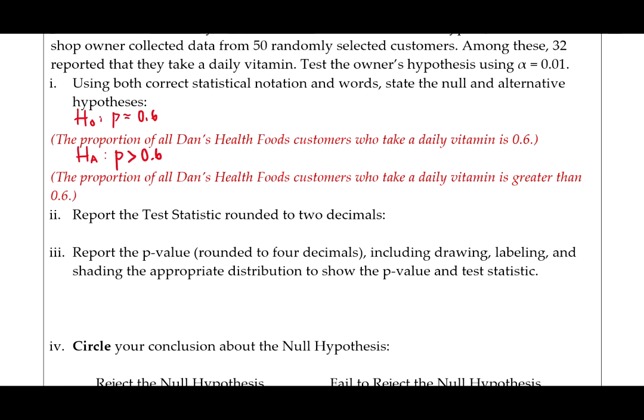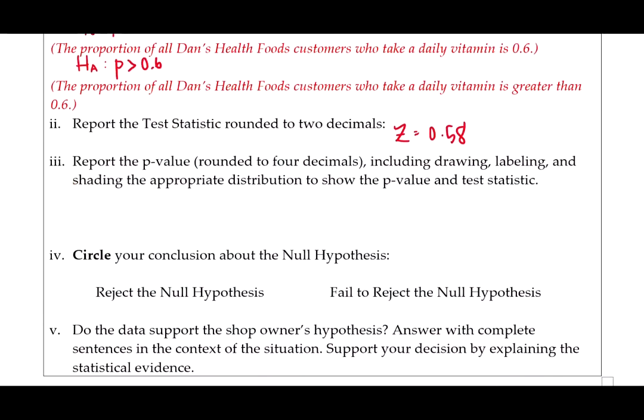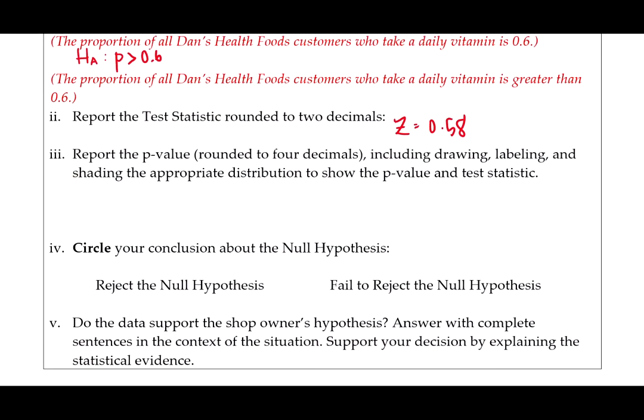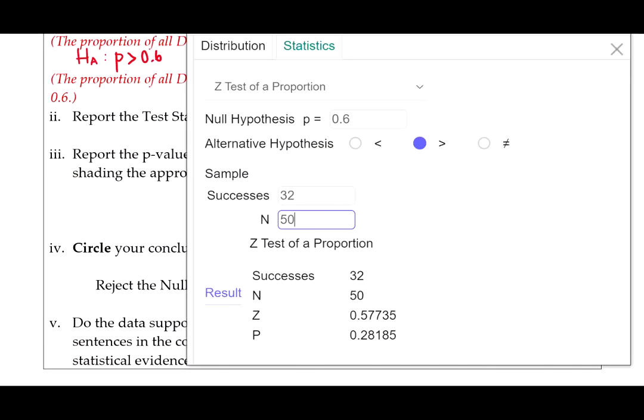Next, report the p-value rounded to 4 decimal places, including drawing, labeling, and shading the appropriate distribution to show the p-value and test statistic. The GeoGebra output gives us the p-value. It's 0.2819 rounded to 4 decimal places.